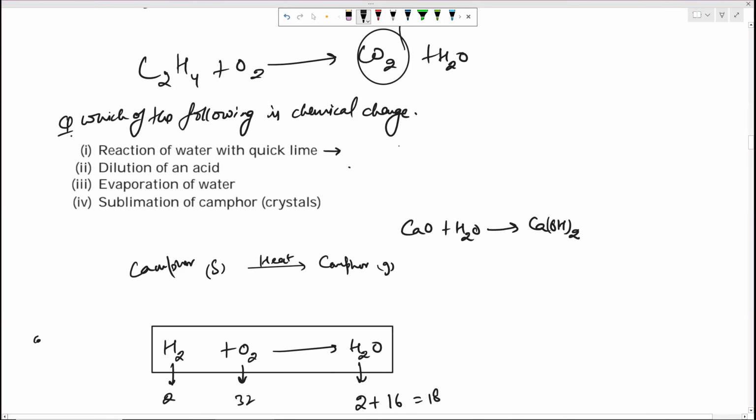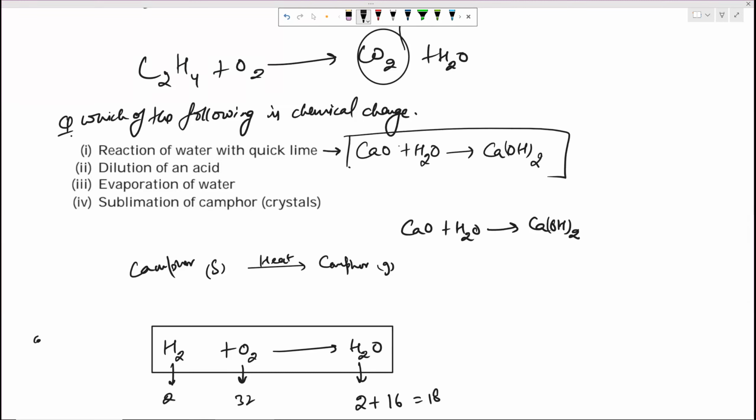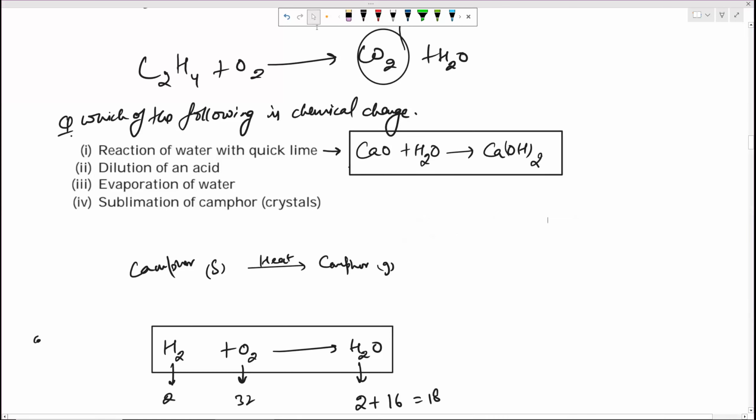This is the chemical change because the reaction with quicklime, that is calcium oxide, when reacted with water gives you calcium hydroxide. We'll learn how to write the chemical formula in the next class. But here it is a chemical change because the calcium oxide is reacting with water. So we'll consider this one as chemical change.